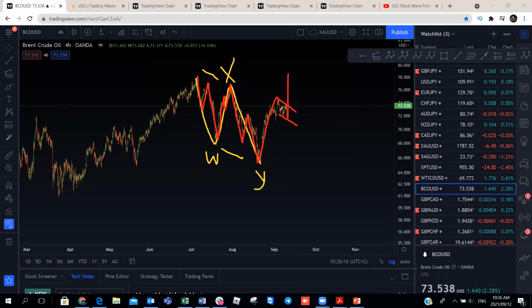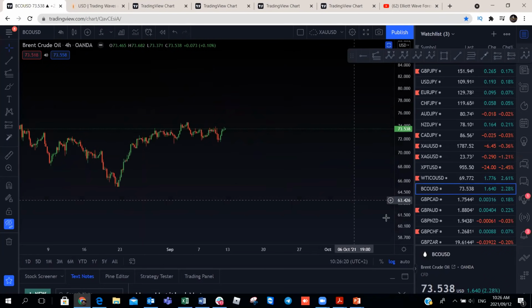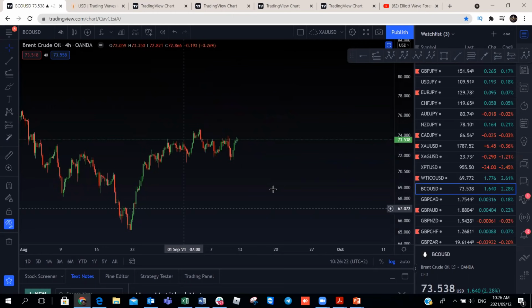Okay, so currently here we've got a continuation pattern. Let's have a look at that continuation pattern. It was a little bit tricky here, but if you understand how to identify this, you'll see that this is a complex corrective structure on oil, 1, 2, 3, and now we've got this one here. We're looking for this to consolidate with a 1-hour setup, and then we continue to the upside. That's what we're looking at on oil and all the commodities.